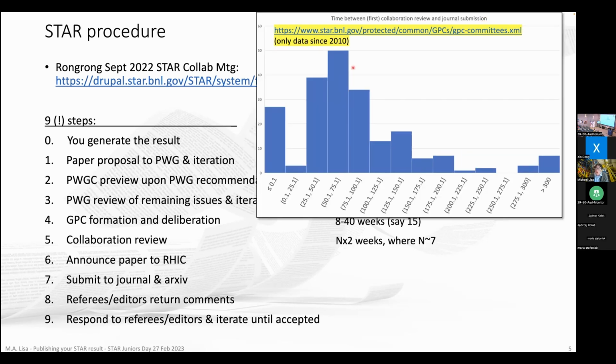After this, we go to collaboration review, which, the collaboration has 2 weeks and then 2 weeks to respond and then 2 weeks. So it's n times 2 weeks, where n turns out to be about 7. And once again, this is sort of seen in this spreadsheet, which has all the dates and so forth. So I just processed those in Excel, I guess. So yeah, we're looking at something like 6, 7 weeks there.